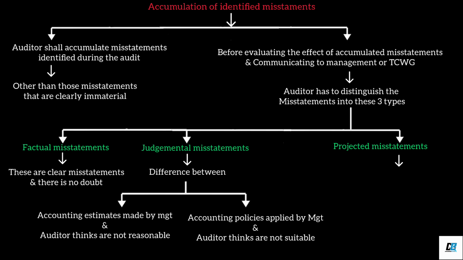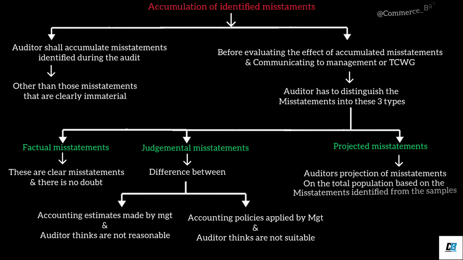And projected misstatements are the auditor's projection over the total population based on the misstatements identified from the samples. Like if he tested 10 samples and got 2 misstatements, he will project it to the 100 population. If you have 2 misstatements in 10 population, there will be 20 misstatements in 100 population, so based on that he will project the misstatements. So these are the projected misstatements.